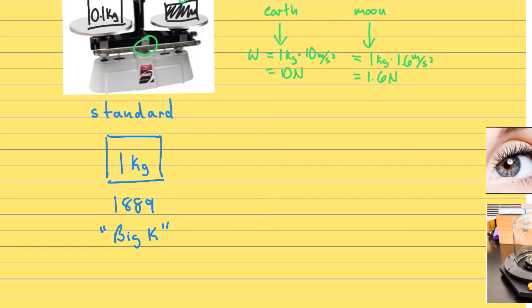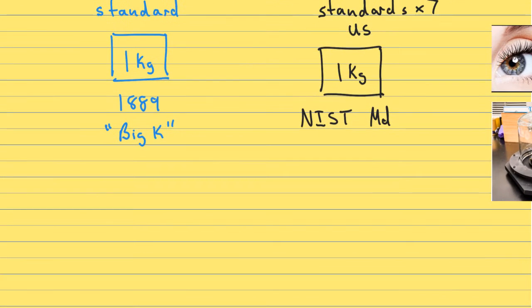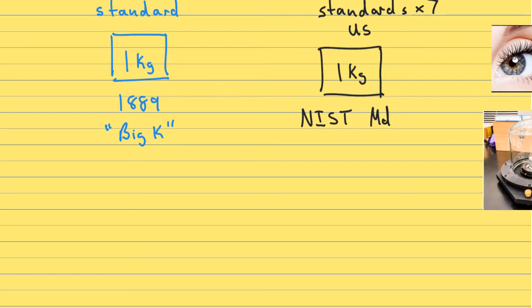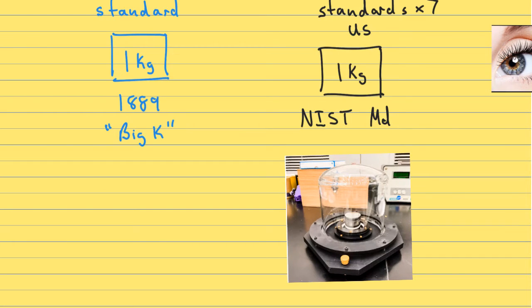And Big K has many brothers and sisters housed around the world, and we have 7 copies of Big K here in the United States. So 7 copies of the 1 kilogram standard. And these are stored at the National Institute of Standards and Technology in Gaithersburg, Maryland, which is deep underground. And this is a picture of one of those copies of Big K that's stored at NIST. This one is known as K4.